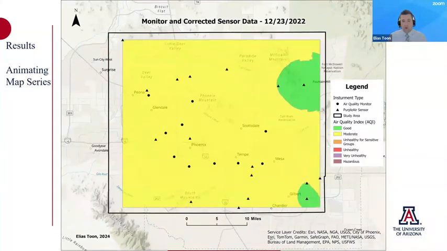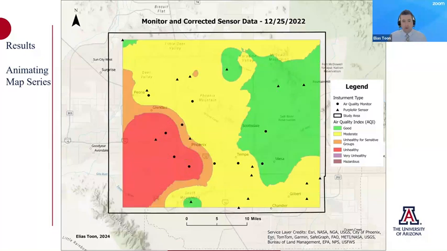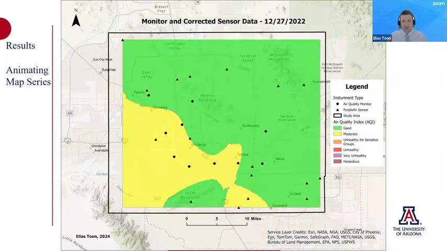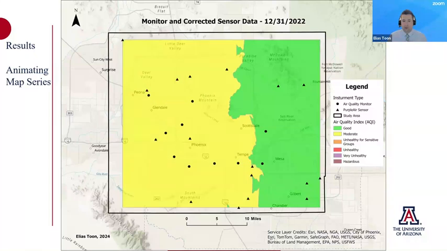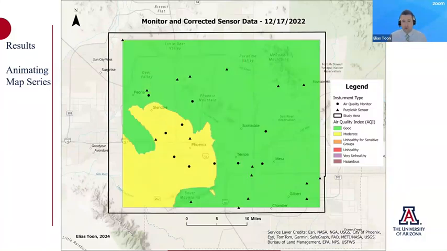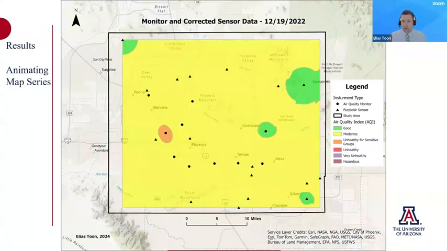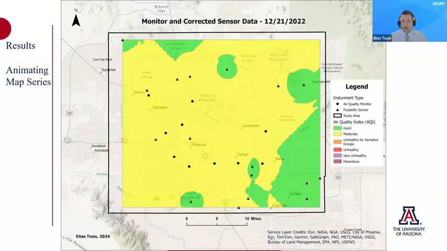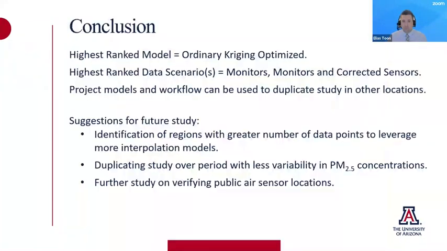As you'll see right now, we're getting closer to the holidays. So when everyone lights up their fireplaces and sets off their fireworks, the air quality gets substantially worse. And so this map correlates with those and demonstrates the spread of the pollution over the valley using the sensors and the monitoring data.